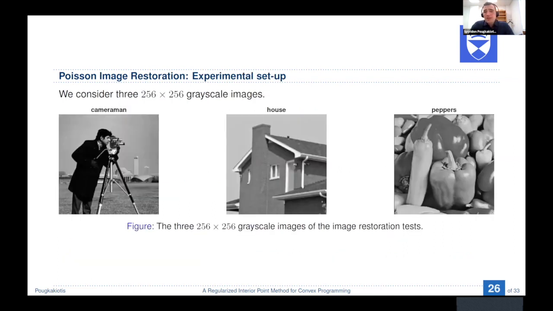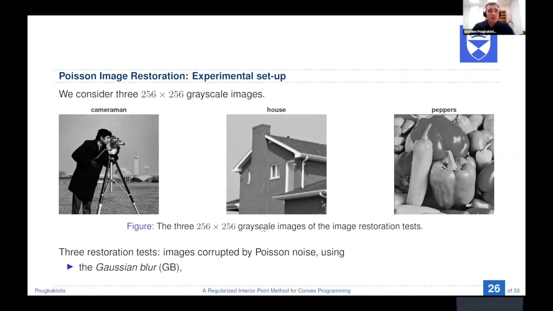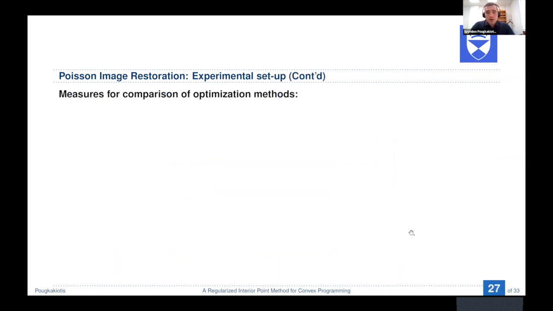So we consider three different images, and for each image, we run three restoration tests. Essentially, we corrupt the images with Poisson noise using either the Gaussian blur, the motion blur, or the out-of-focus blur. And to compare the quality of the obtained solutions using the Chambolle-Pock, the PDAL, and the specialized IPPMM, we compare the root mean square error.